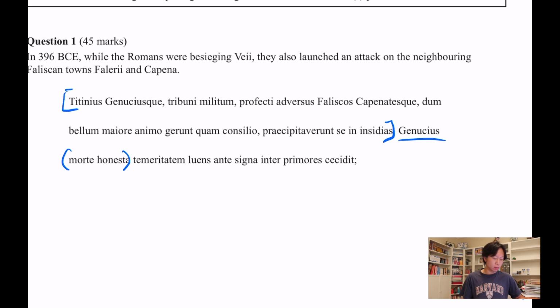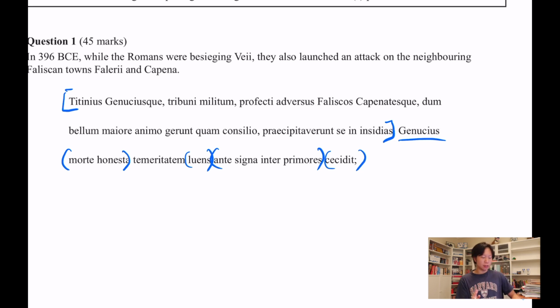Temeritatem is the accusative, doesn't really go with anything else. Luens may go with it, but luens is a present participle and it goes with Gnuteus. They're both nominative. Next, ante signa inter primores. Now ante signa obviously is its own phrase, inter primores is obviously its own phrase, but I'll put those together because they're not too hard. You don't want to put too many brackets, that makes things difficult for yourself. When you bracket, you want to do it for a purpose, not just for the sake of bracketing because you heard it works. And finally, cecidit, that like luens, goes with Gnuteus.